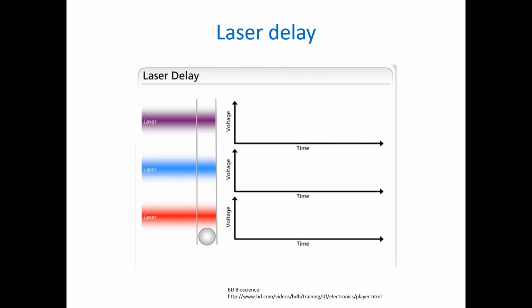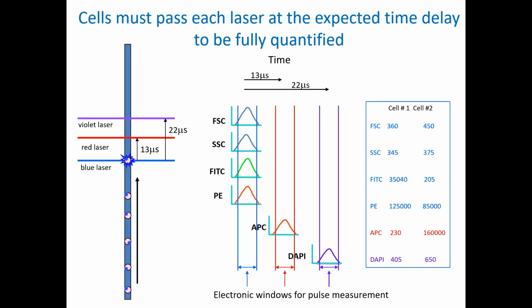Remember that the cells go through the lasers one after another, so these light emissions from the cell, as it goes through the series of lasers, reach the detectors and generate pulses that are staggered in time. The cells must pass each laser at the expected laser time delay to be fully quantified. Here the cell goes through the blue laser at time 0, red at 13 microseconds, and violet at 22 microseconds.